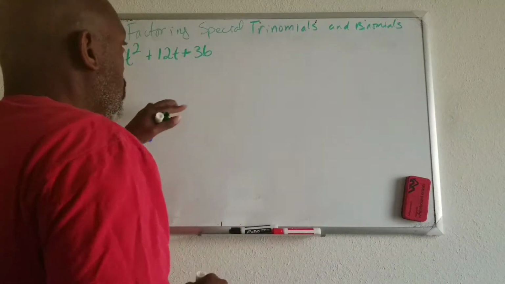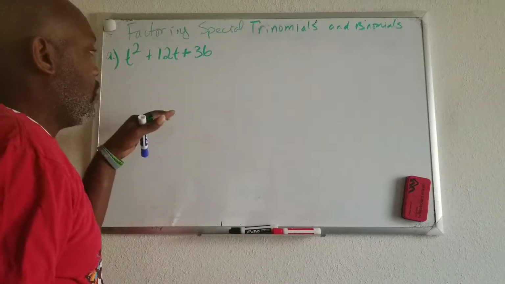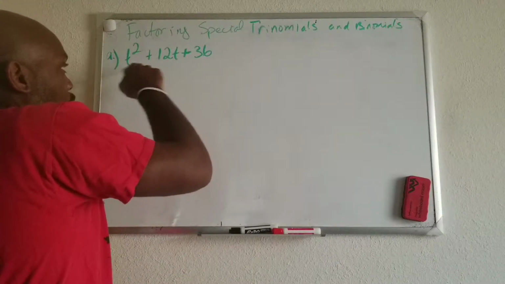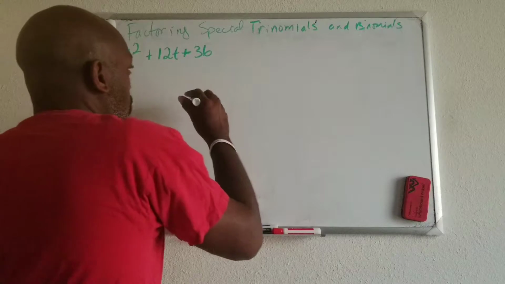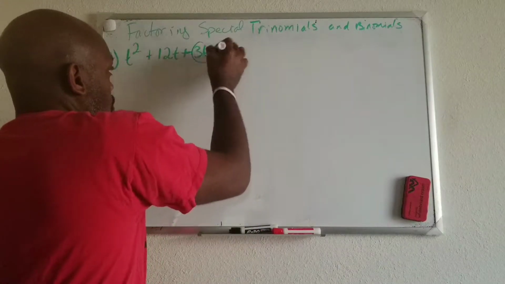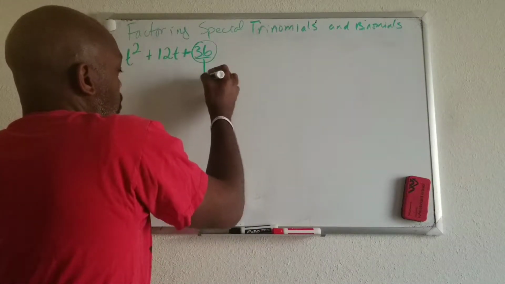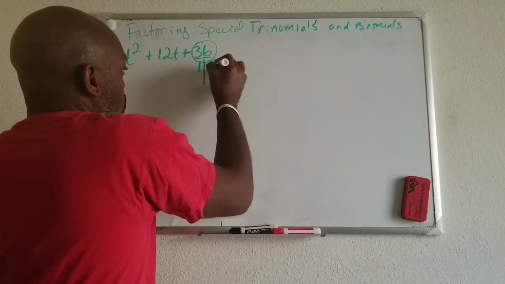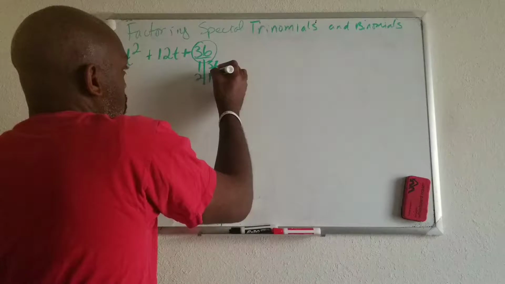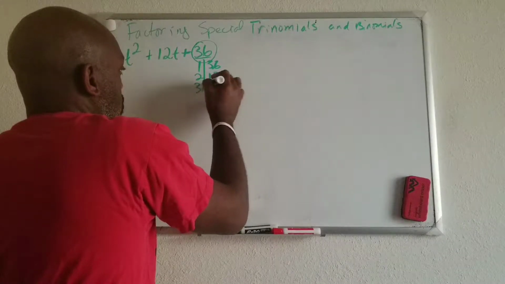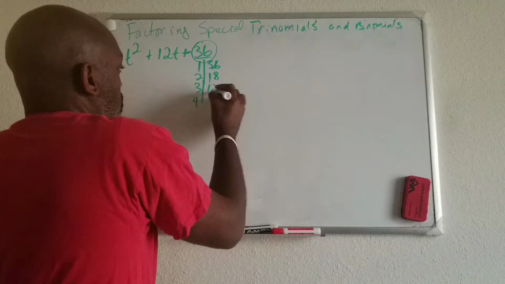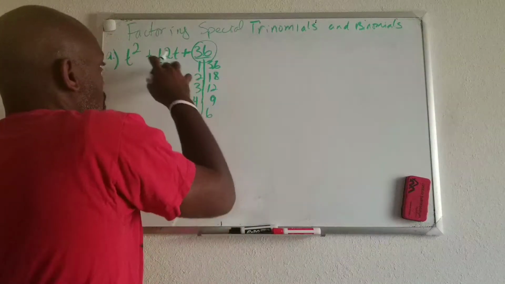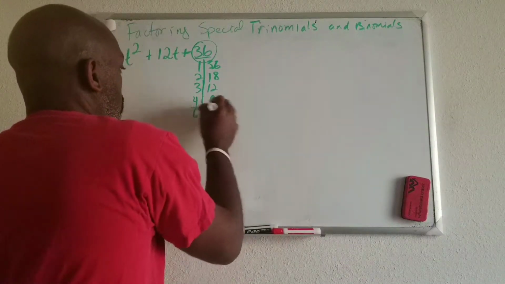All right, so we solve this problem exactly the same way that we would any other problem, where we're taking this trinomial and we're going to make it into a binomial. Now, what we would do is take this 36 and break it down into factors, right? And then we would find which one of these add up to be 12, right? And it would be 6.